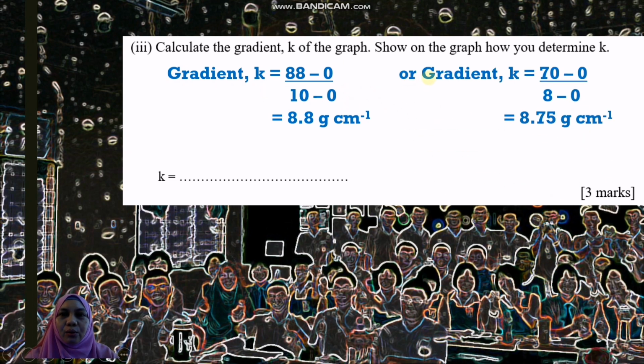Or you can also calculate the gradient when you are choosing this point. 70 minus 0 divided by 8 minus 0. So the gradient is 8.75 gram per centimeter. So this is the acceptable answer for this question, ranging from 8.75 up to 8.8 gram per centimeter.